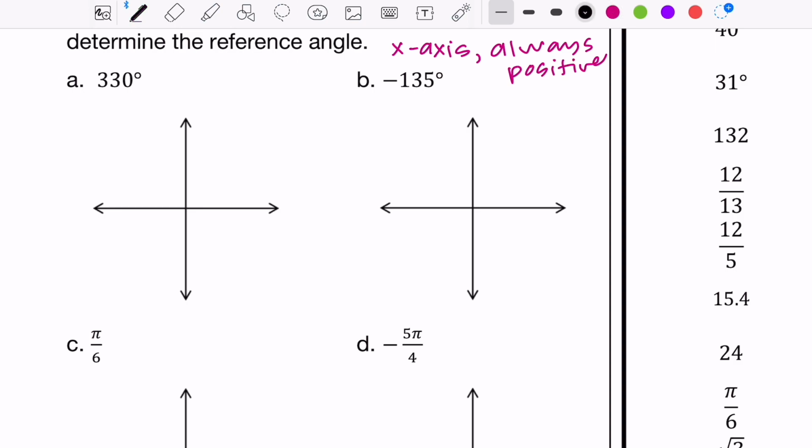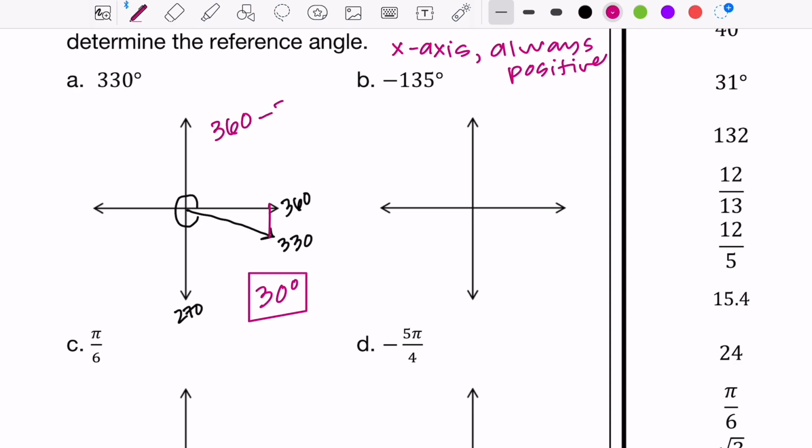Okay, so 330 degrees is between 270 and 360. It's closer to 360, so I'm going to come around and make sure it gets closer to 360. So this is the angle 330 degrees. If this is 330 and it needs to get back to the x-axis, how many more degrees does it need? 30 degrees. Okay, you can also take 360, the bigger number, and subtract 330 from it and get 30 degrees too.